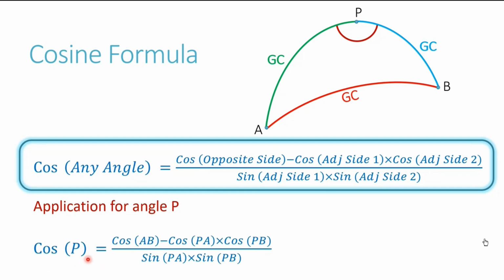So cos of any angle is equal to cos of opposite side minus cos of adjacent side 1 multiplied by cos of adjacent side 2, whole divided by sine of adjacent side 1 multiplied by sine of adjacent side 2. So that is the application of the cosine formula. We can apply this to any of the angles as required by us, as we have done for angle P.